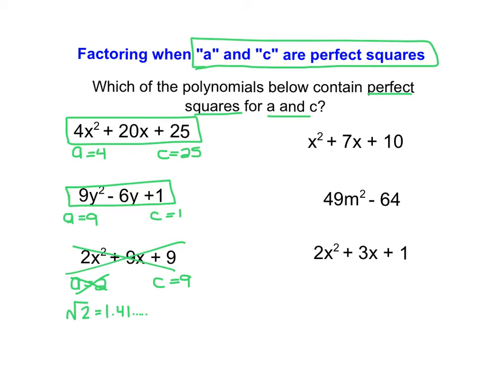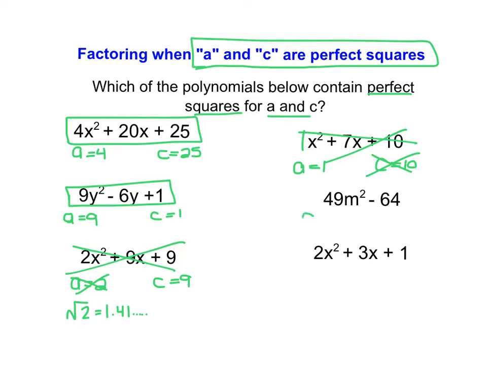Then over here, we have an A value equal to 1, which is a perfect square, and a C value equal to 10. If I try to square root 10, I end up with a decimal value of about 3 point something. Because this is not going to produce an integer when it's square rooted, this entire thing cannot use the strategy we're about to discuss.